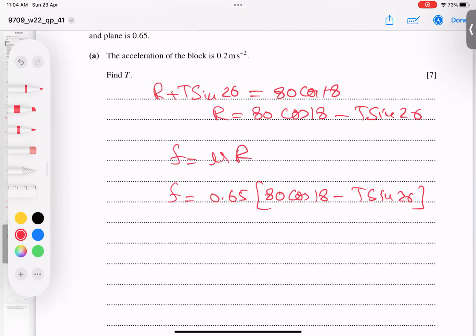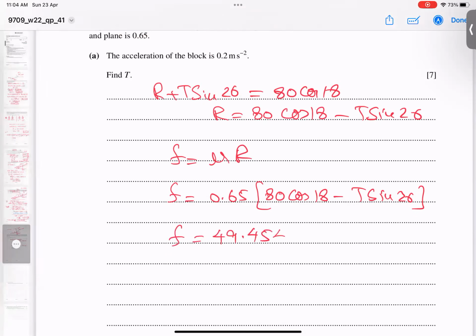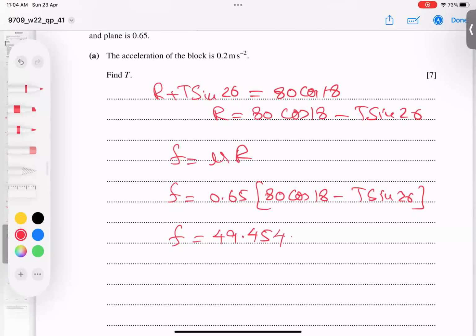I can use it as it is, or it's better to multiply inside. I get 0.65 times 80 cos 18, and the best idea when you write this value is to make it at least 4 dp for a more accurate answer. So this multiplied with this. What happens, students? 0.65 times sin 26 gives us 0.2849 T. This T comes from here. So the friction force, I got it, students.